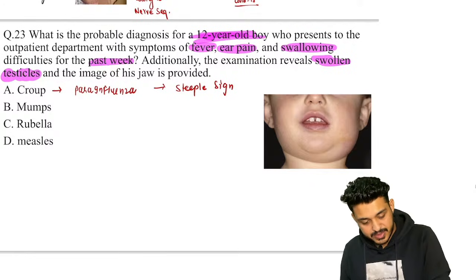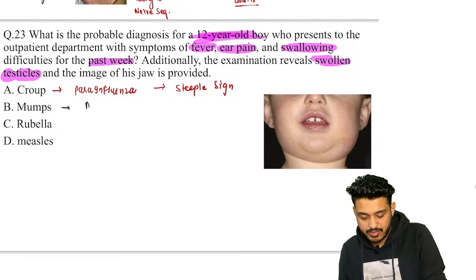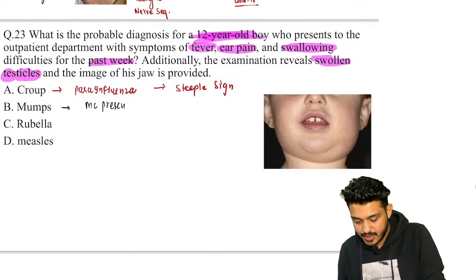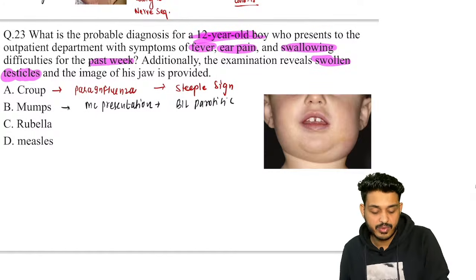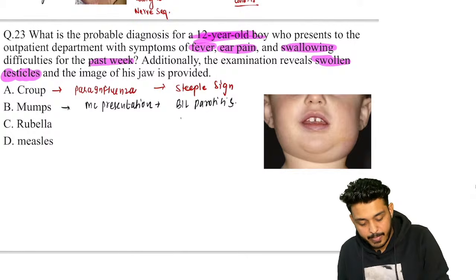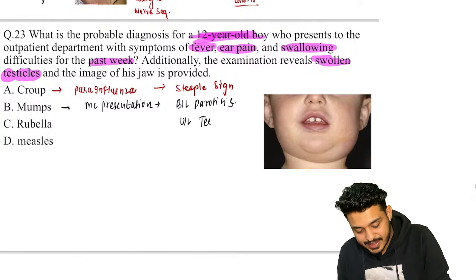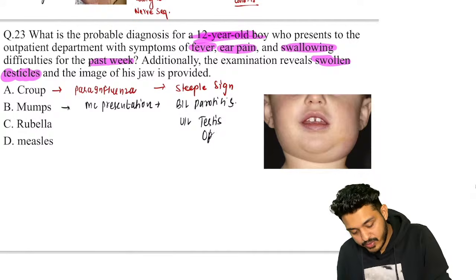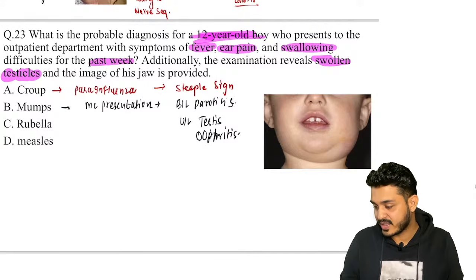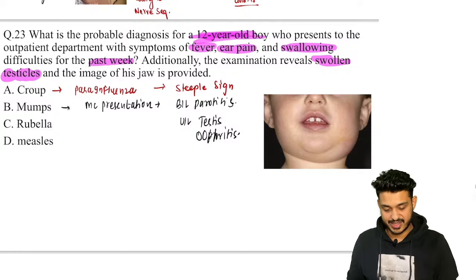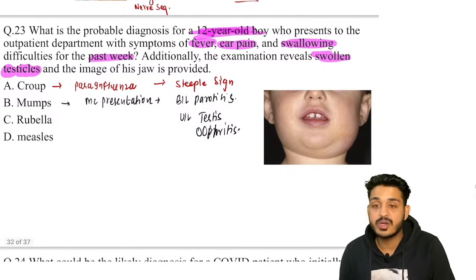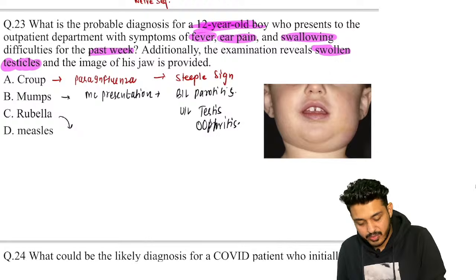What happens in mumps? Mumps, the most common presentation you can have is given here, right? Patient can have bilateral parotitis. Patient can also have unilateral involvement of testes or oophoritis. Testicular involvement or oophoritis can be there. Very good. That is going to be what? Epiglottitis, right? So that is going to be what? Mumps, right? In rubella, what are the things you are going to have?